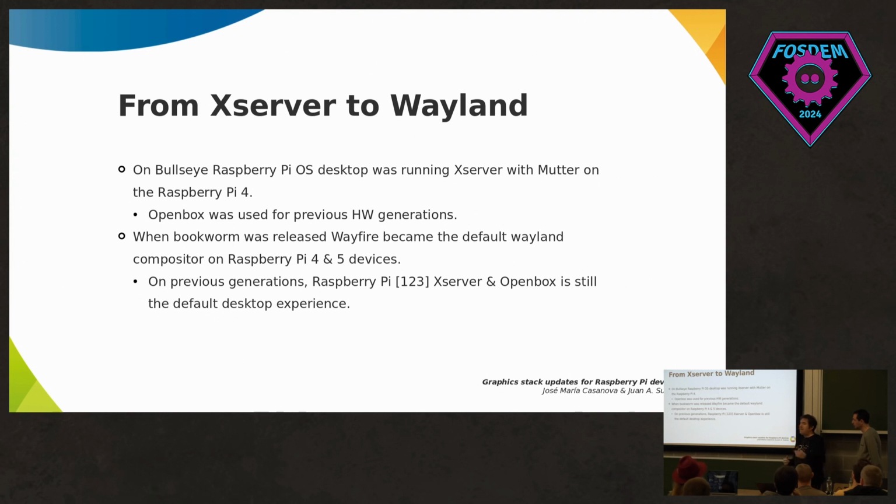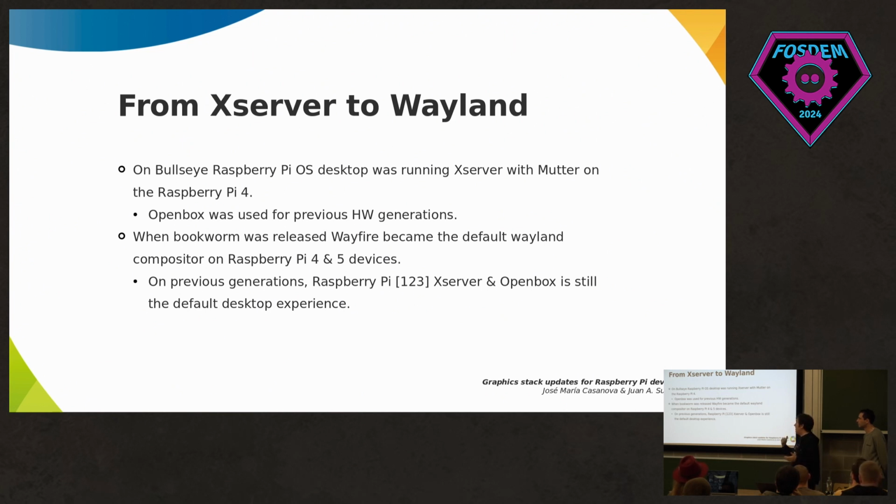One of the main important changes that we made from Bullseye to Bookworm on Raspberry Pi OS was the change of the default desktop. Previously, in Bullseye, we were running Mutter with Xserver for the Raspberry Pi 4 devices, and it was working OK. For the previous generation hardware, Raspberry Pi 1, 2, and 3, we were running the previous desktop we had, which was Openbox with Xserver. Mutter was too heavy for this generation of hardware.